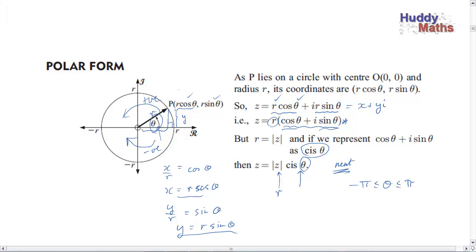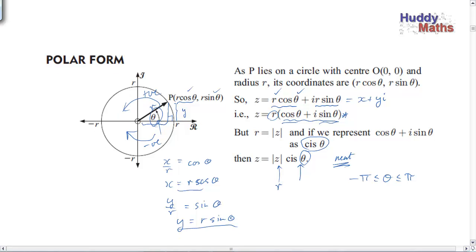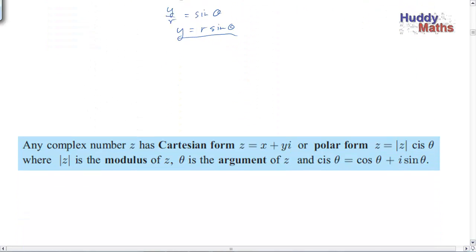All right, what do you think? Want to try and do some? Let's see if we can do this conversion.